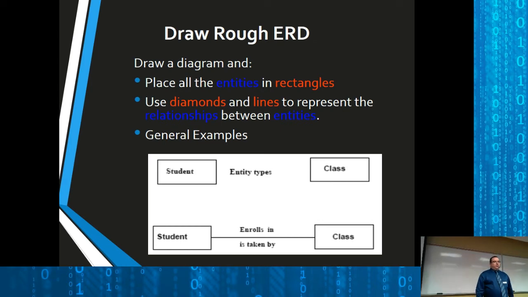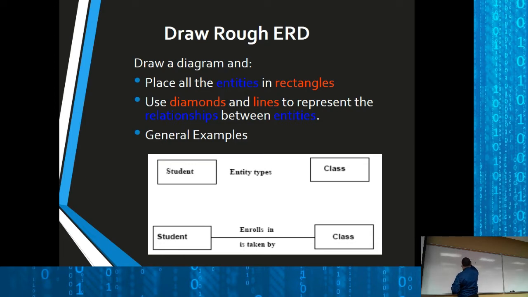All right, so then you draw a rough ERD. You want to put all the entities into rectangles. Okay? Somebody said these were good markers. Let's see if they are. A box is an entity. It's a thing. We can substitute this with the word thing.